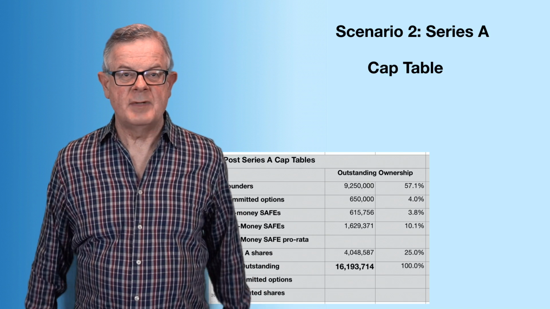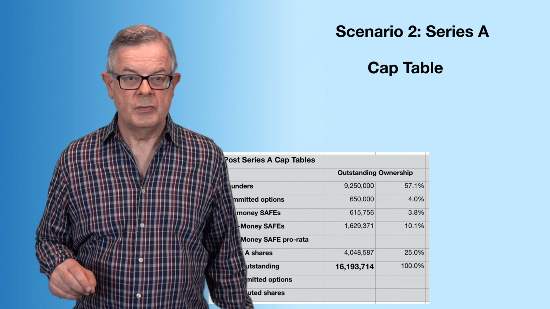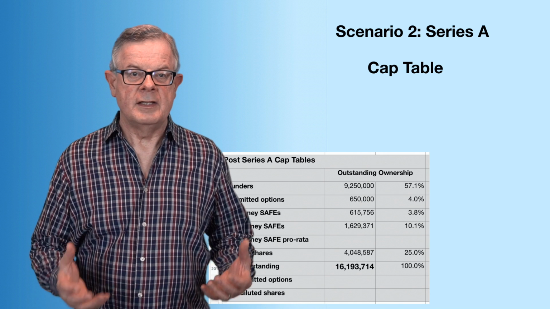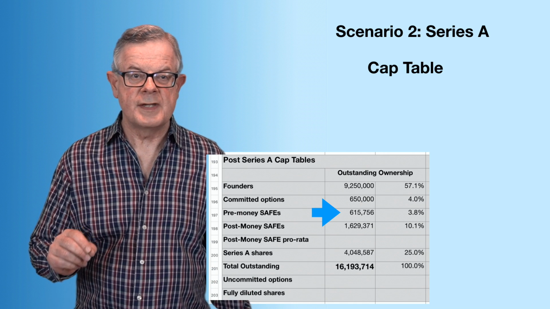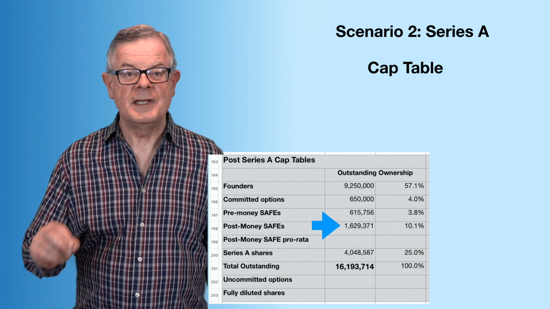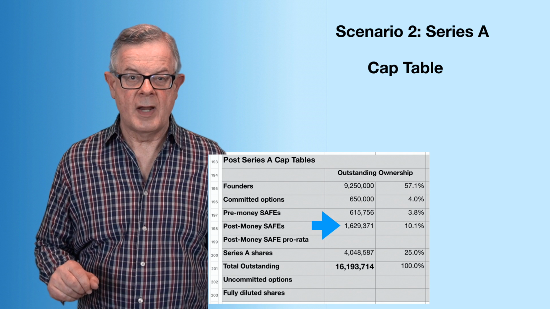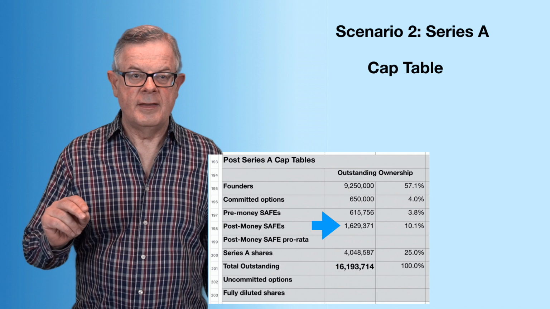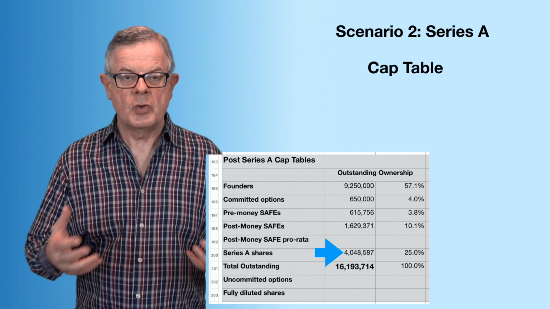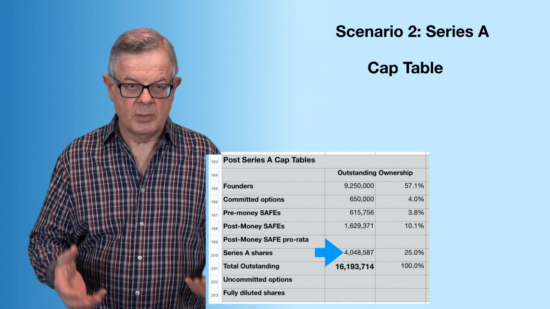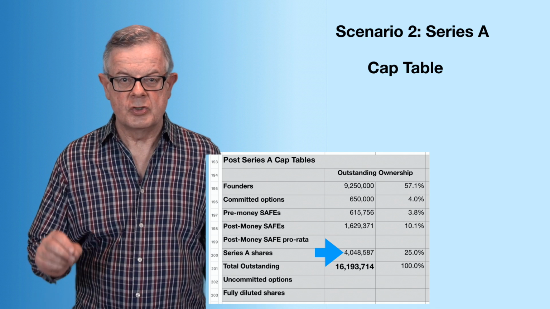And so that gives us the cap table for our Scenario 2 Series A investors. The usual amounts for the founders and stock options, the amount we calculated for the pre-money SAFEs, and the post-money SAFE together with the pro rata share. And then we've got the Series A shares, and finally the total number of actual issued and committed shares.